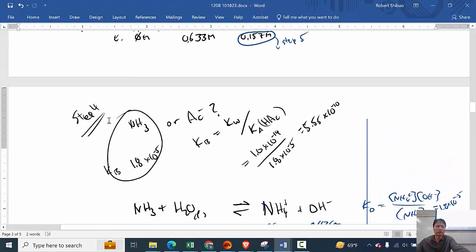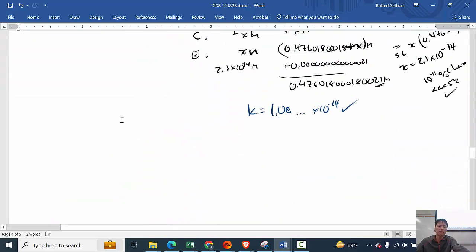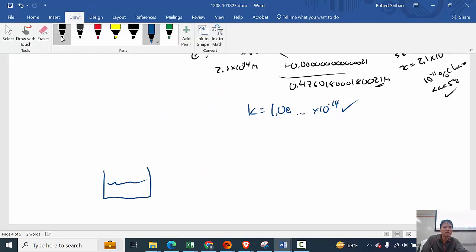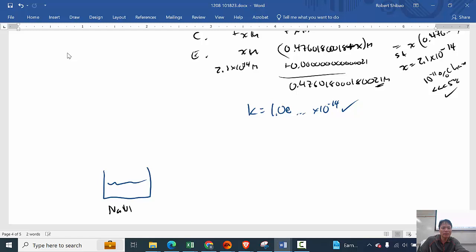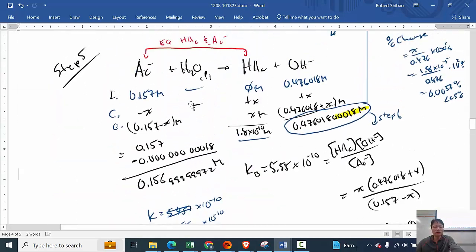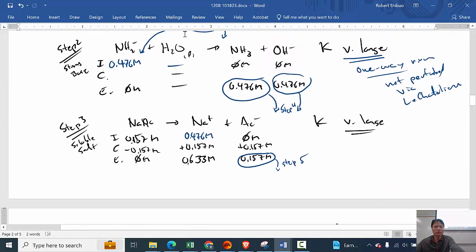So let's go ahead and inventory the solution next. So we started off with a solution that was a sodium amide, sodium acetate solution. And this is what we're going to have. Are we going to have any sodium amide formula units intact? No. Are we going to have any sodium acetate units? No. We are going to have sodium ions. And the concentration of the sodium ions, let's figure out where it stopped.